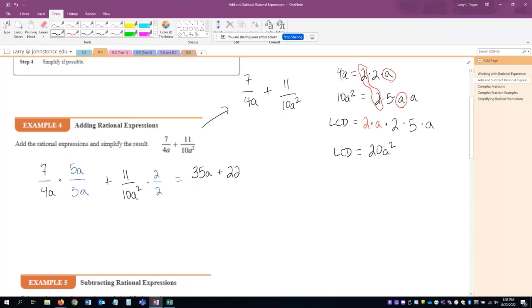Now, here's the key feature. Remember, I did all that work so that I would have the same denominator. Both of these fractions have a denominator of 20a squared, so I can write it all over the same denominator, because that was the goal. If you are looking at that and saying, oh, I could rewrite this as 35a over 20a squared plus 22 over 20a squared, you could, but that would just undo all the work we just did. So we don't want to do that.